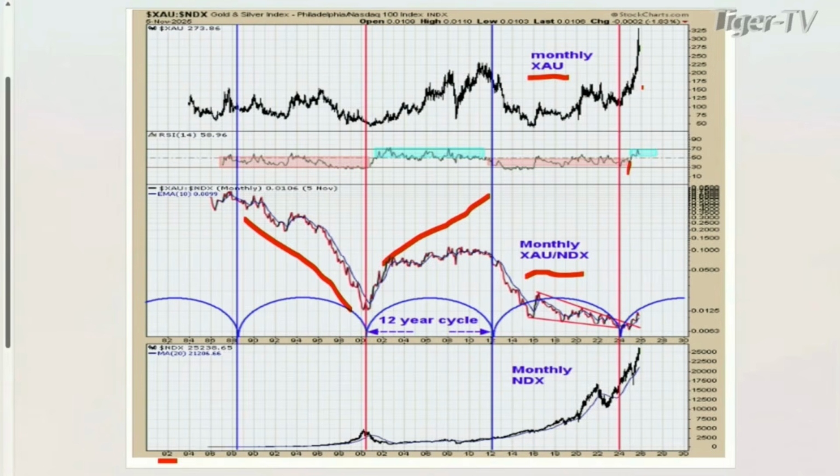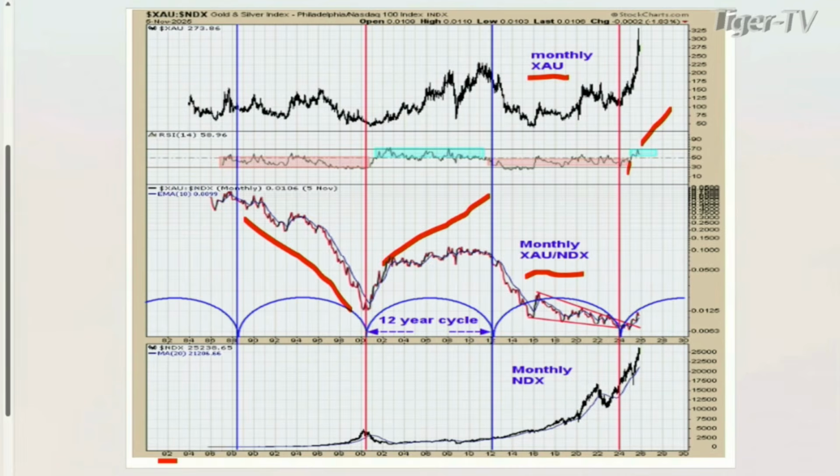But on bigger time frames, as long as this RSI right here stays above 50 in general, then gold stocks most likely will outperform the NASDAQ stocks, and that could happen over the next 12 years. So it's kind of a big degree of what's going on. On a bigger time frame, these gold stocks could be rocking right along.